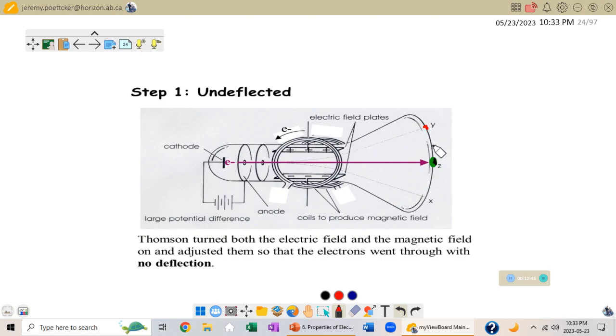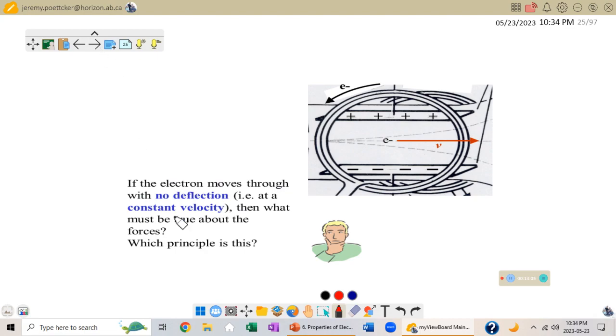So increase voltage, increase voltage, increase voltage. We get this dot moving down and down and eventually to the same spot. So now it's undeflected. Now, this is moving in a straight line. It's moving through at a constant velocity, no deflection.